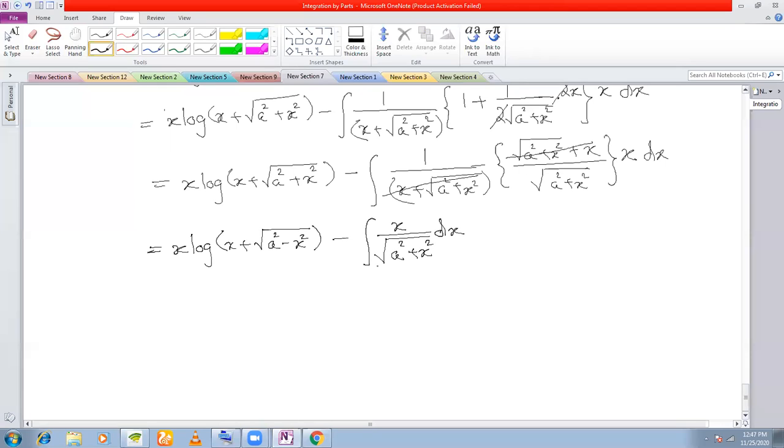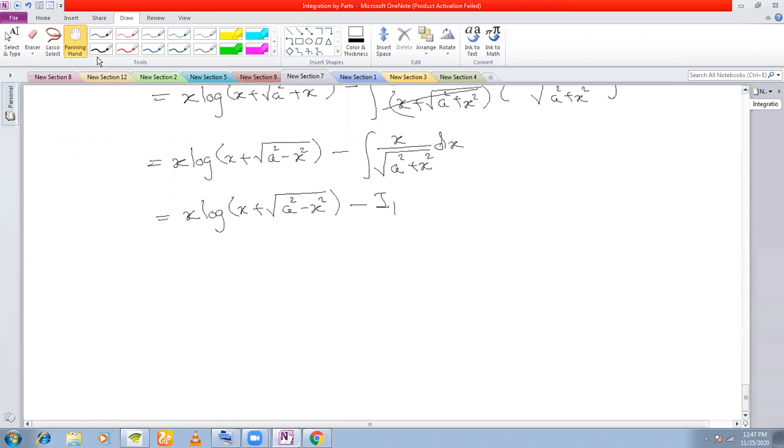And if you can evaluate this integral, then the sum is done. How will you evaluate this integral? Can you tell me? Let us call this I1 and let us evaluate I1 separately. How will you evaluate this integral, x by root of a square plus x square? Now see that if I differentiate a square plus x square, what do I get? I get 2x, right? Already have x in the numerator. So what I do is I put t is equal to a square plus x square.